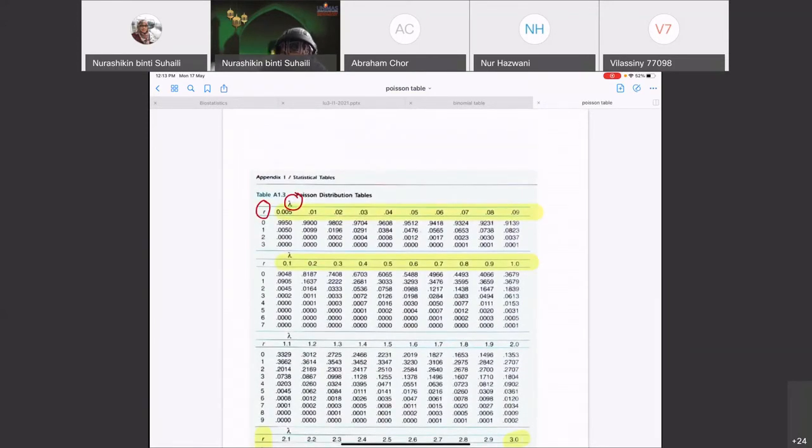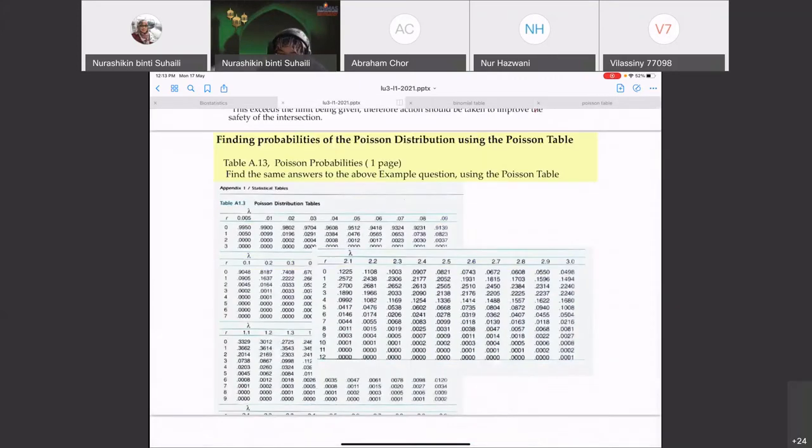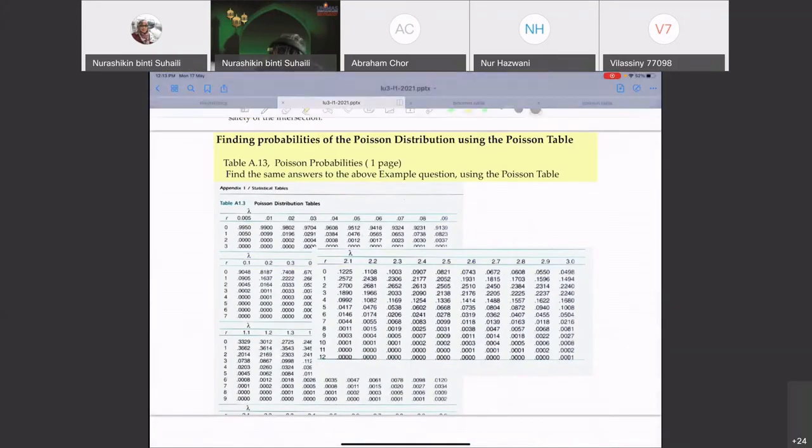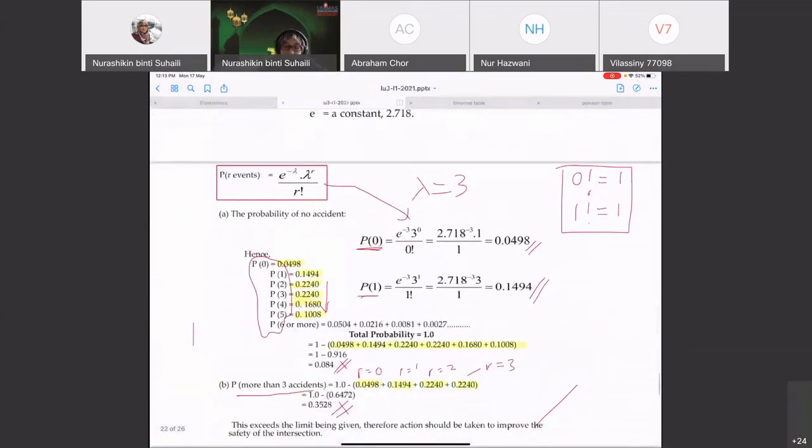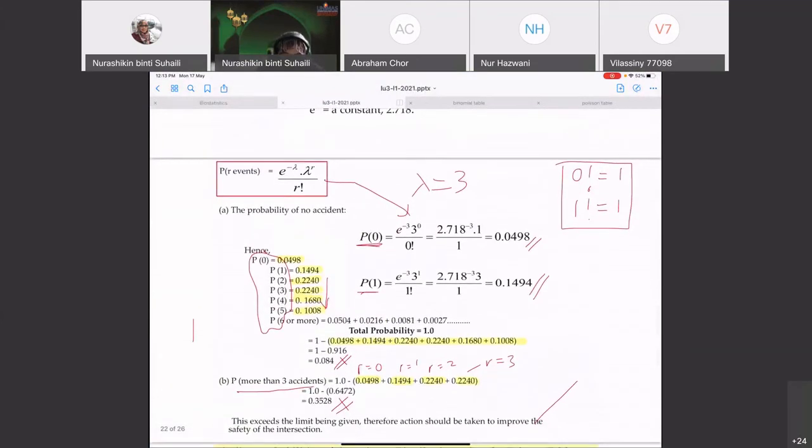So if, let's say, we want to solve the previous problem using the table. So far so good, guys? Okay. Any question? You know what I'm talking about, right? Are you guys with me?